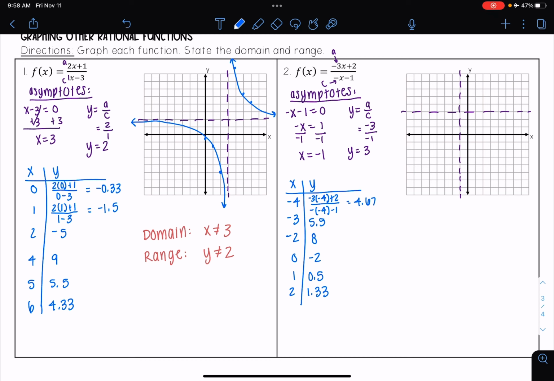So applying those points at negative 4, I'm at 4.67. Negative 3, I'm at 5.5. And negative 2, I'm at 8. And so my first branch looks like this. Remember to follow along those vertical and horizontal asymptotes. At 0, I'm at negative 2. 1, I'm at 0.5. And then 2, I'm at 1.33. And so following along, I get that branch.